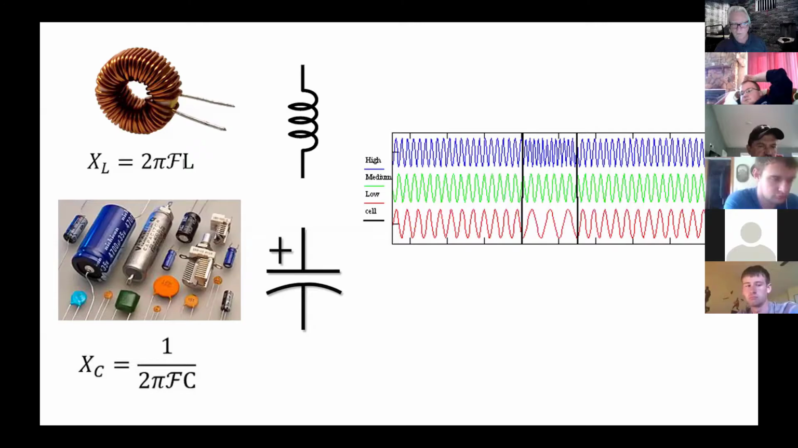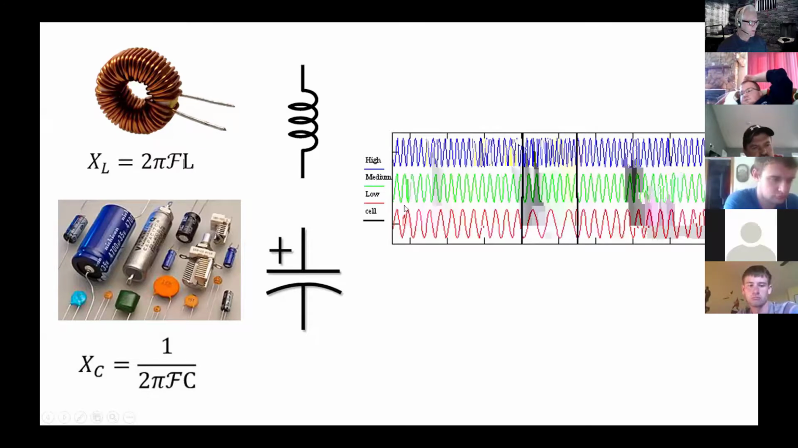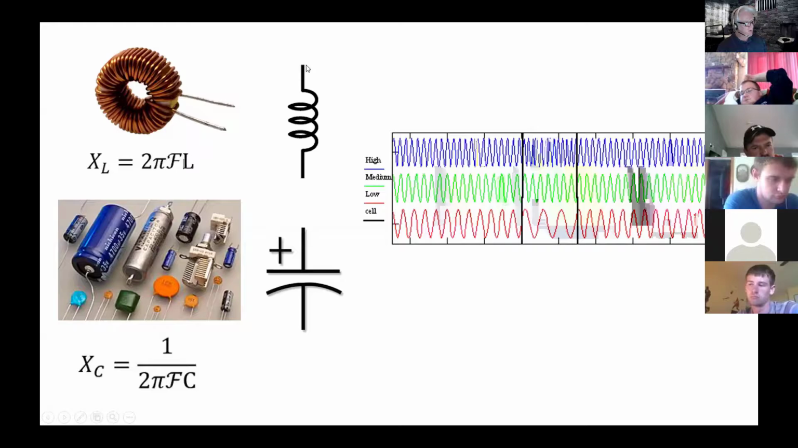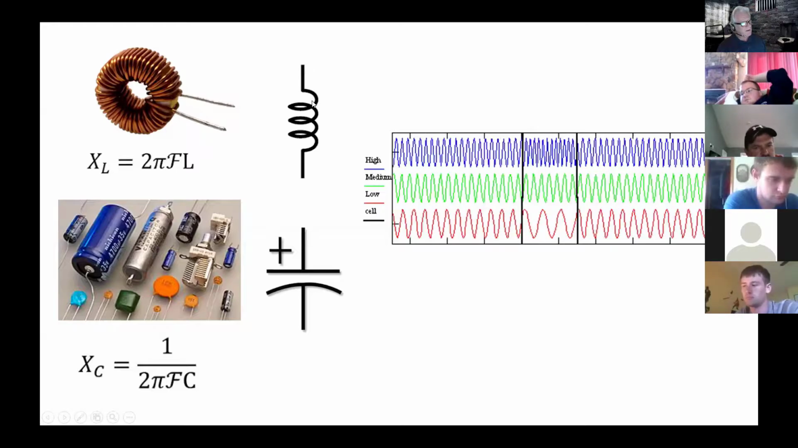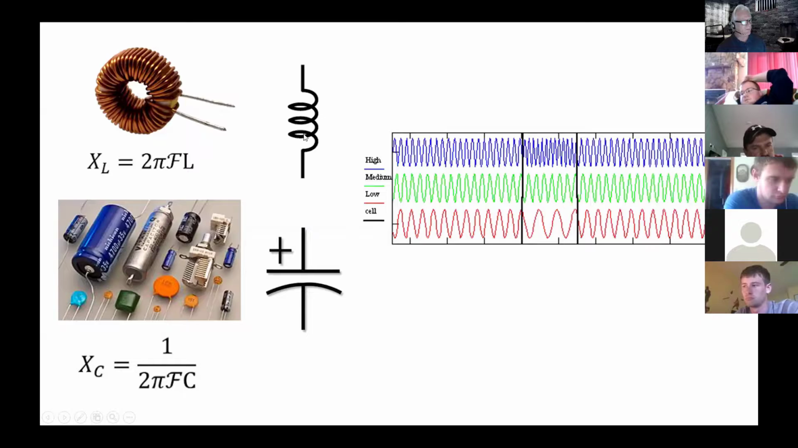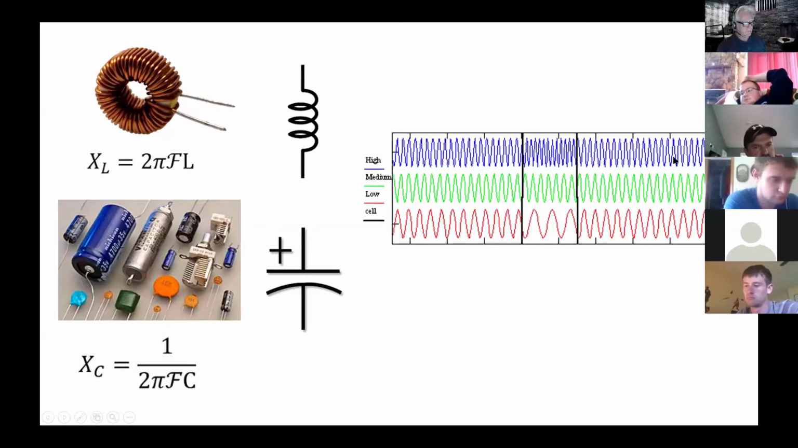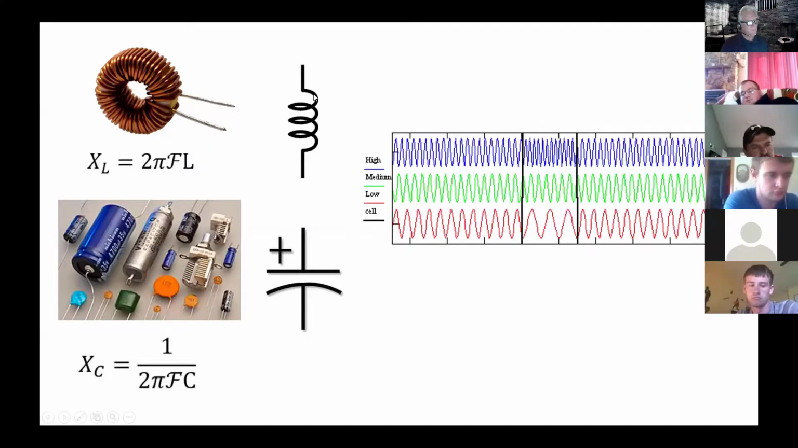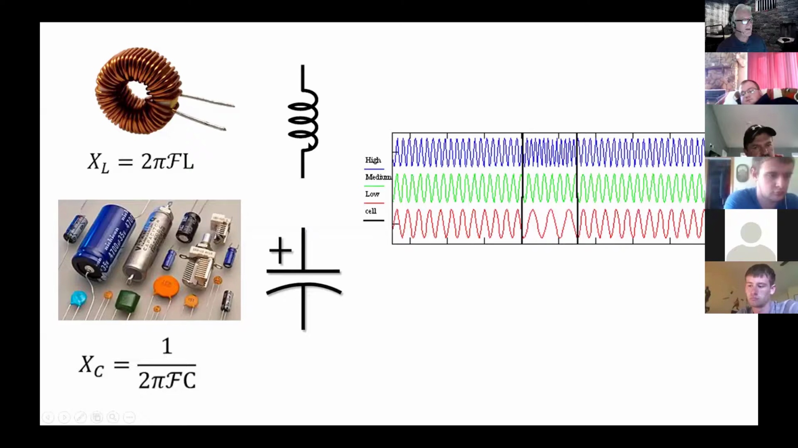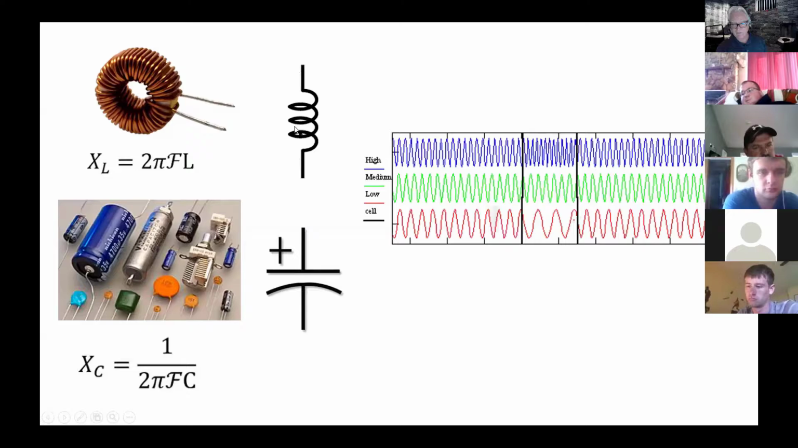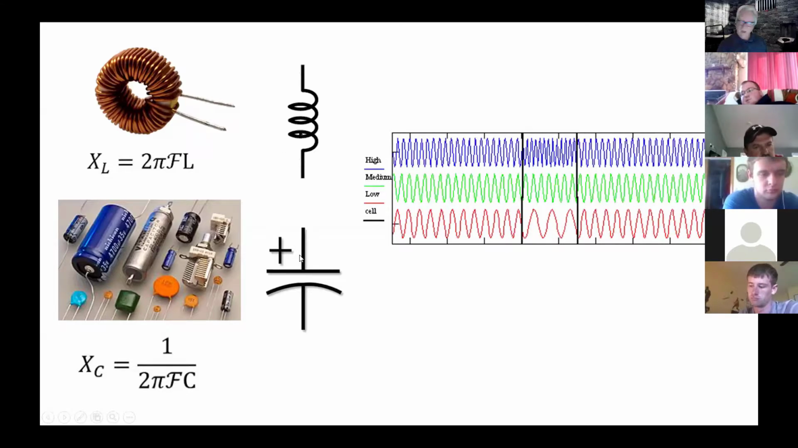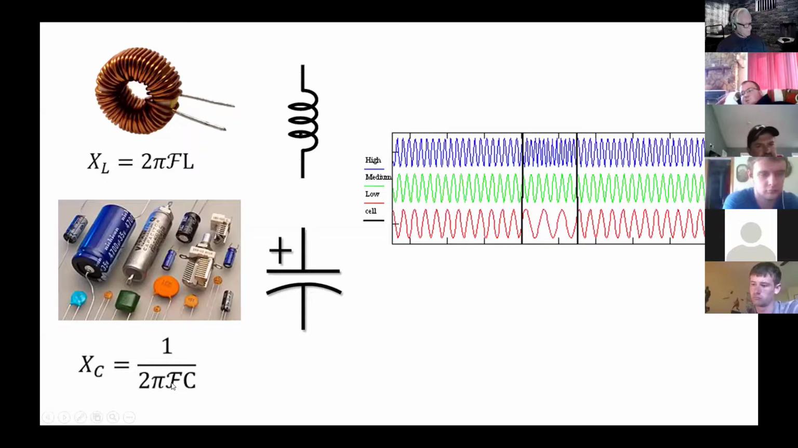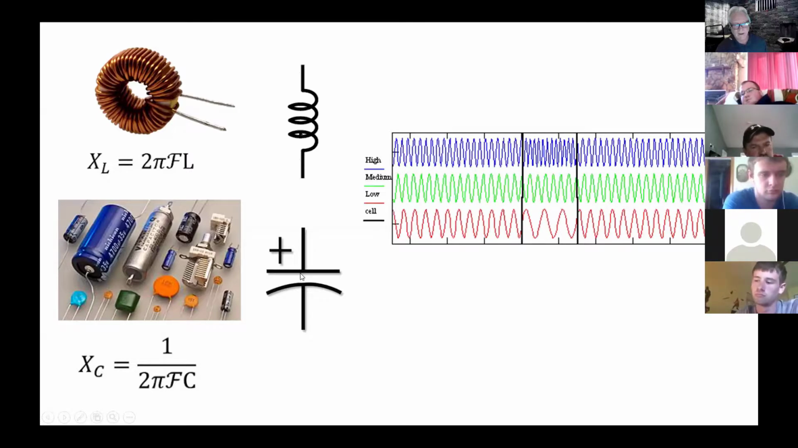What does that mean? It means that if I have a low frequency waveform and it's trying to get into this, it has a much better chance of passing through this device than a high frequency waveform that tends to get blocked. This can block high frequencies and pass low frequencies. The capacitor is the opposite. It's an inverse relationship. This tends to block low frequencies and pass high frequencies.